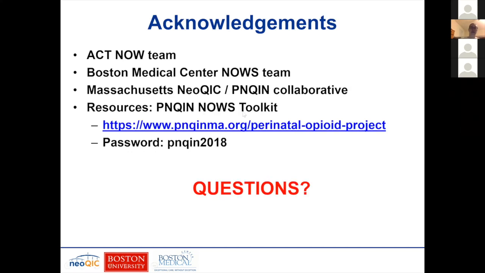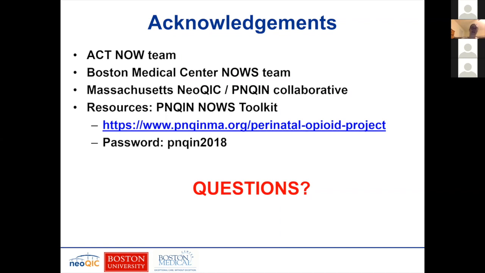So I do want to make a couple acknowledgments and then also share our state toolkit. I want to thank everyone from the ACT NOW team, which is studying ESC further, everyone from Boston Medical Center, and our Massachusetts Collaborative. So the link that is there, you are welcome to use and share throughout your collaborative and hospitals. We have created a NOWS toolkit, which has basically a summary of everything I just talked about, with links to articles and sample guidelines on our website. And so we really don't want people to have to reinvent the wheel.